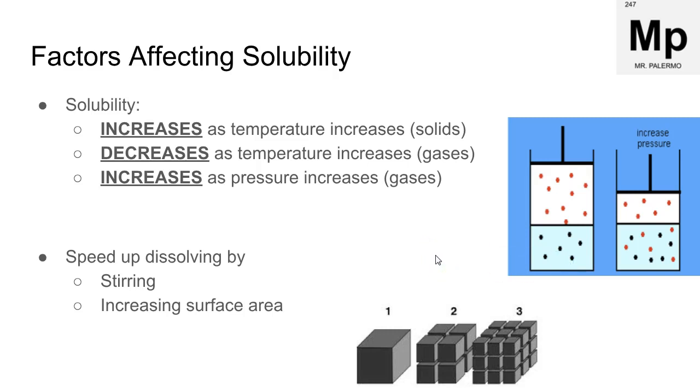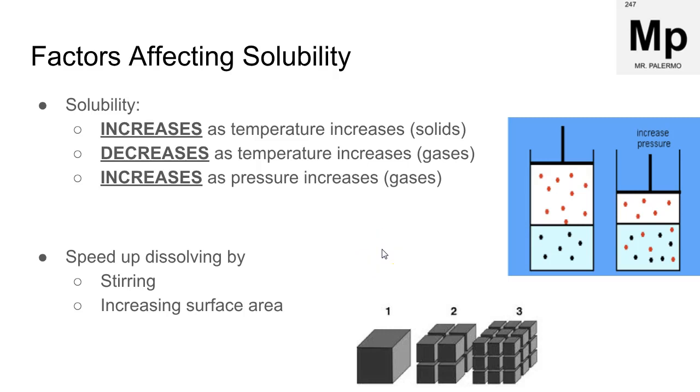What factors affect the solubility, the ability of something to dissolve? Well, we can increase solubility if we increase the temperature for solids. So as we increase the temperature of our solution, we can dissolve more of our solids. If we decrease the temperature, we can dissolve more gases, so they're opposite. And looking at gases again, if we increase the pressure, we can increase the solubility. For example, here you can see as I increase the pressure, I'm pushing more particles into solution.